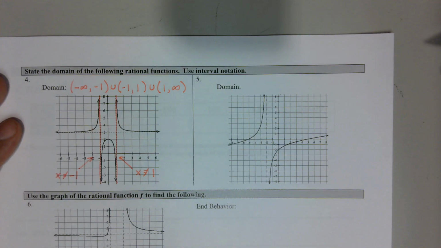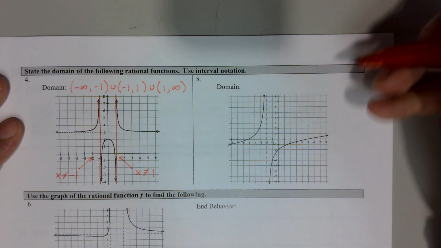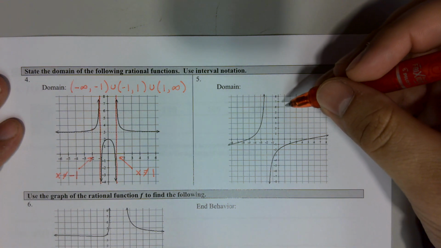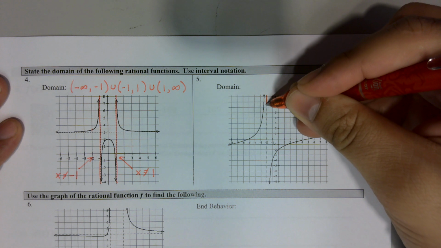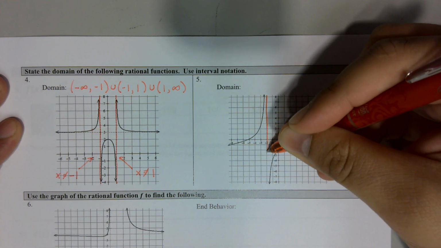Now, what about number 5? We have to look at our graph, and on your paper you'll be able to see it better, but there's a dotted line here, and that's telling us that we have a vertical asymptote there.